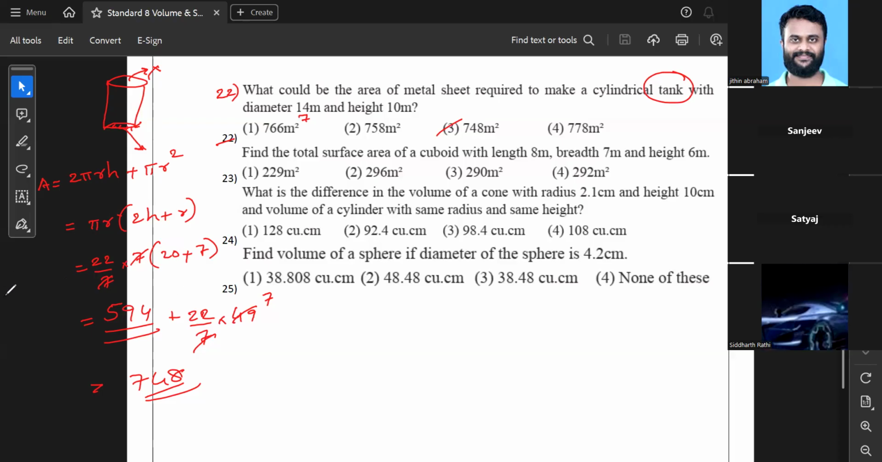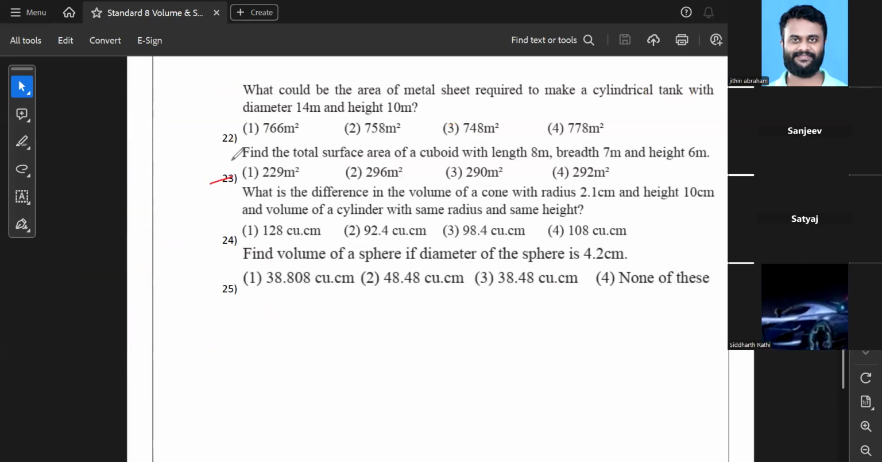The 23rd problem. Sir, what time is today's class till? I'll take 5 more minutes. We'll complete this worksheet and then we'll wind up.